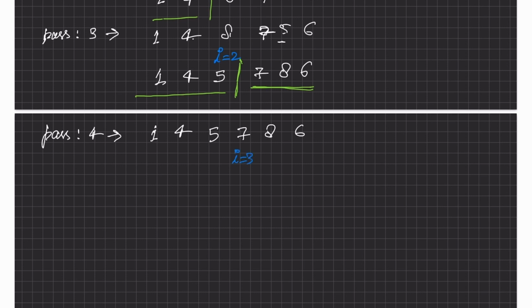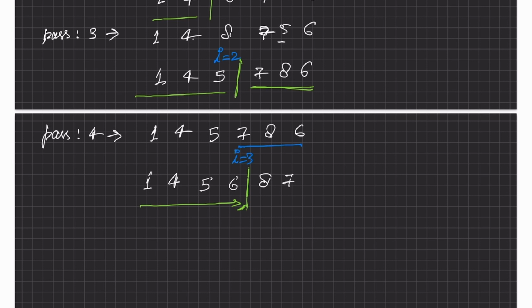Now we will check the smallest element of this array from this position to this position. The smallest element of this unsorted array is 6. So we are going to pick that value and place it at this position. So the result would be 1 4 5 6 8 7. The elements at the left are sorted till here. Okay, all those elements are sorted at pass 4.